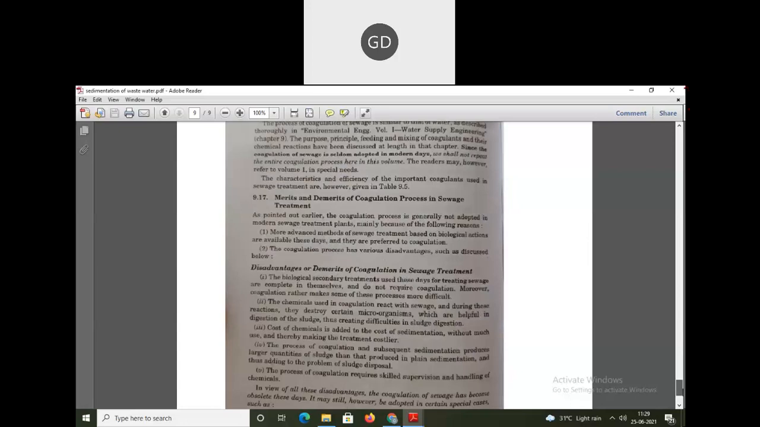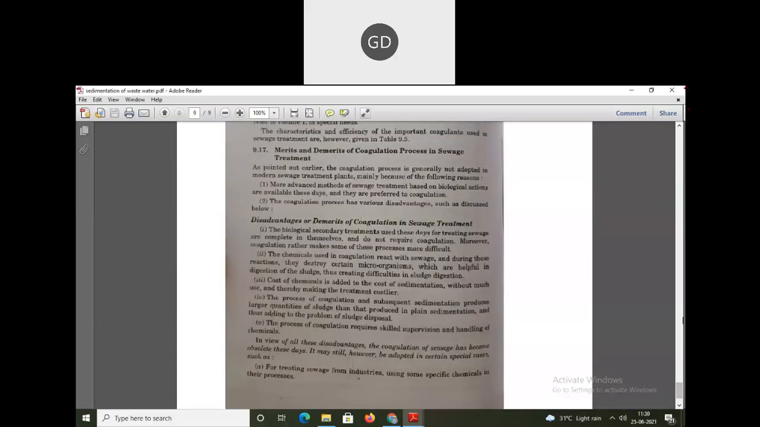Again we have some merits and demerits of using this coagulation process in sewage treatment. So what are the merits? More advanced methods of sewage treatment based on biological actions are available these days, and they prefer to do the coagulation process. Many treatment processes are available nowadays. Also, the coagulation process has many disadvantages in sewage treatment; basically it has more disadvantages than merits. You can see it is written here that the biological secondary treatments used these days for treating sewage are complete in themselves and do not require coagulation. Moreover, coagulation rather makes some of these processes more difficult.